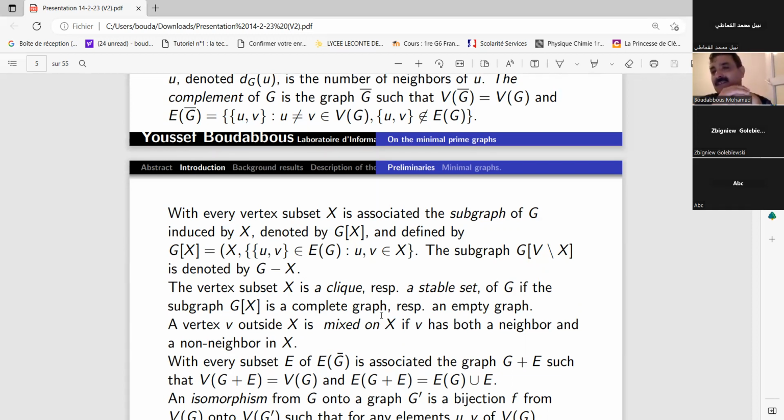Given a vertex subset X, for the notion of modules, we consider vertices outside X. We say that this vertex is mixed on X if it is adjacent to at least one vertex of X and non-adjacent to at least one. Okay? Thus, we say that it is not equivalent to X. Equivalent to X means that it is adjacent to all the vertices in X or none of these vertices.